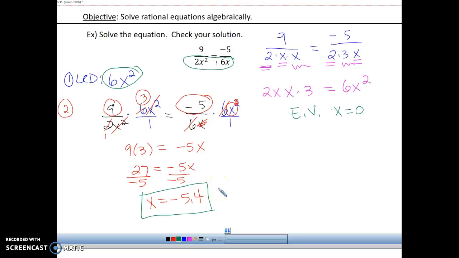I'm running out of time for the limit for the video, so I'm going to stop this video now. You're going to have to watch a second video in order to look at the next example that will have a binomial in the denominator. So please make sure you watch the second video in order to finish the notes.